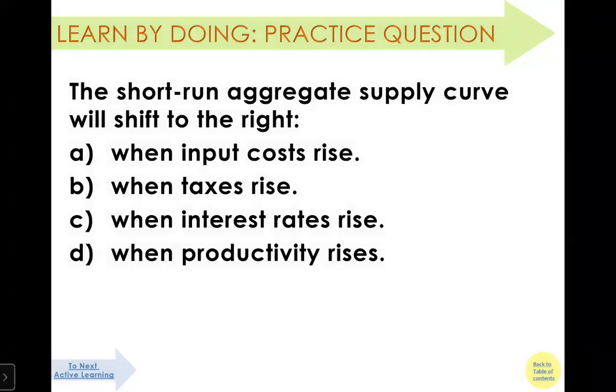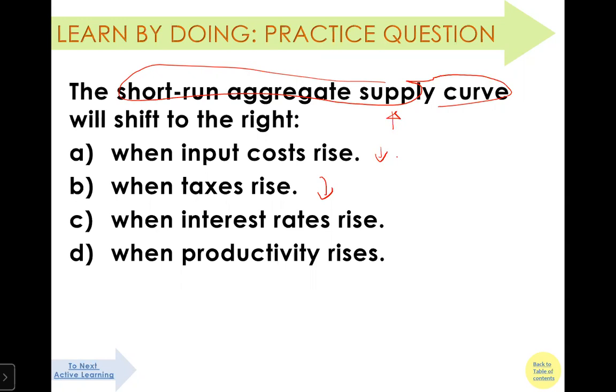So now we can look at this practice question. The short-run aggregate supply curve will shift to the right. Let's go: A, when input costs rise. No, actually this is going to lead to a decline. By the way, the short-run aggregate supply curve shifting to the right means there's an increase in supply. If input costs rise, that leads to a decline in supply. B, when taxes rise, that also leads to a decline in supply, because the business's net-of-tax profit will decline.